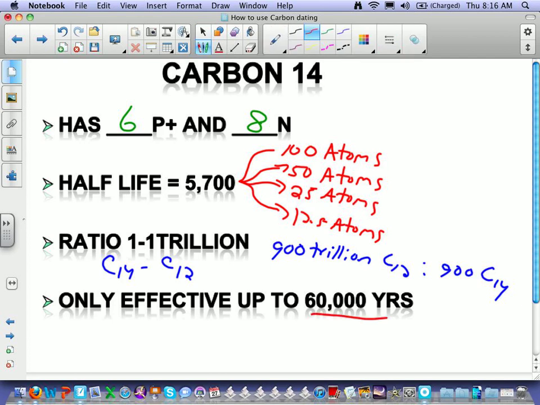It's only effective for up to 60,000 years. After 60,000 years, you can't really use carbon 14 dating anymore.